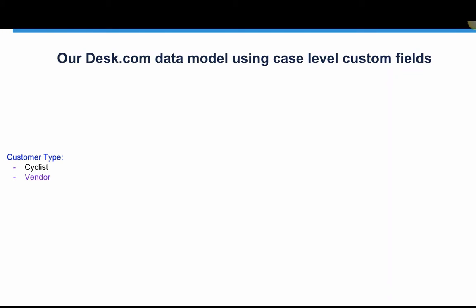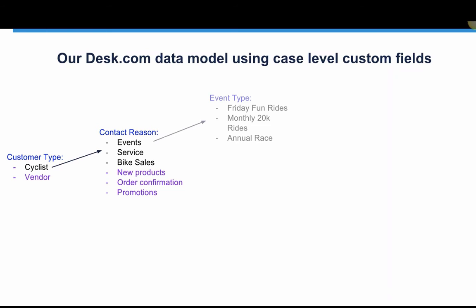So based on these questions, what I'm going to do now is talk about the data model that I can create with this information. Thinking about this, I have a customer type. If it's a cyclist, I may want to track the event type as a contact reason, and specifically the event type that I get most frequently asked is the Friday fun ride. For example, where and when the ride starts, where it ends, how long it is.